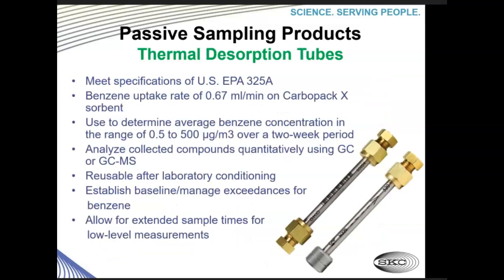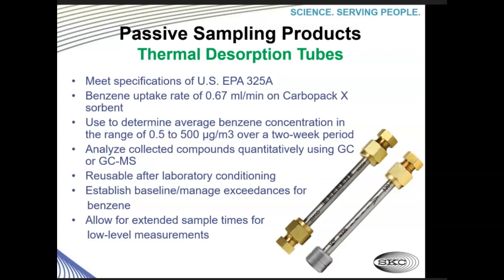Many people don't even know that we have a great thermal desorption tube product. So our thermal desorption tubes meet specifications of the US EPA 325A method, and benzene uptake rate of 0.67 milliliters per minute. You can use this to analyze collected compound quantitatively using GC or GCMS. You can establish the baseline and manage exceedance levels for benzene, and it allows for extended sample times for low-level measurements.